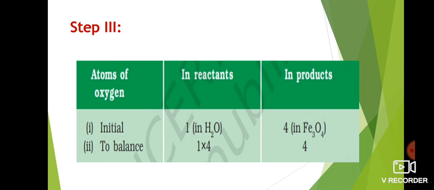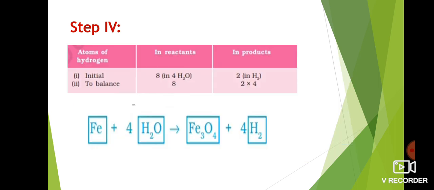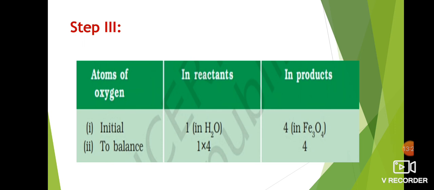So in Fe3O4, of these two elements, which atoms are more in number? That is oxygen. Okay, Fe3 means 3 iron atoms, 4 oxygen atoms. Understand? There are 4 oxygen atoms on the right hand side and only one on the left hand side. Observe this table. Atoms of oxygen initially on the reactant side is only one, on the product side there are 4.